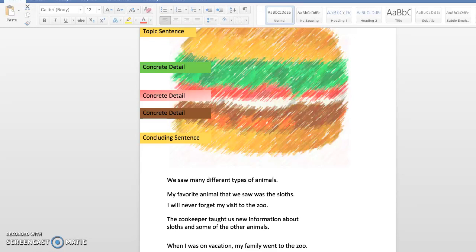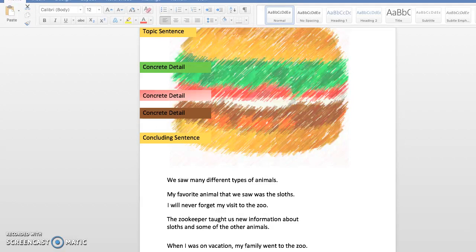We will be discussing today how to identify parts of a paragraph. So, as you know, we have initially three parts to a paragraph: a topic sentence, a concrete detail, and a concluding sentence. This can be represented by the hamburger method, in which the bun is the topic sentence, and the concrete details are the lettuce, the tomato, the hamburger, and any other toppings you want on your hamburger, and then the bottom bun is the concluding sentence.